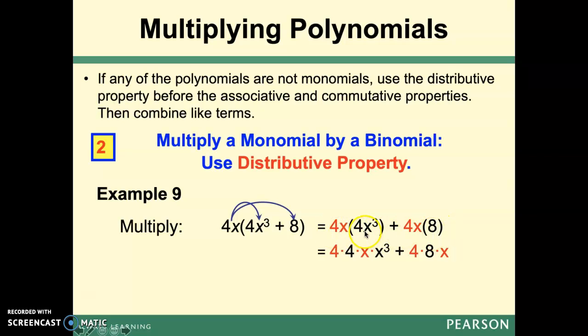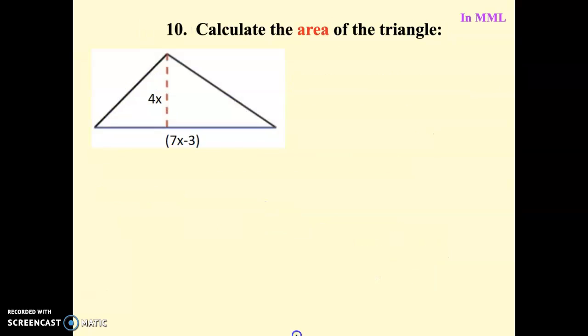Well, I put the constants together and I put the variables side by side. Okay, 4 times 4 is 16. What's x times x to the 3rd? That's x to the 4th. That's 16x to the 4th. 4 times 8 times x is 32x. All right. That's not too bad.